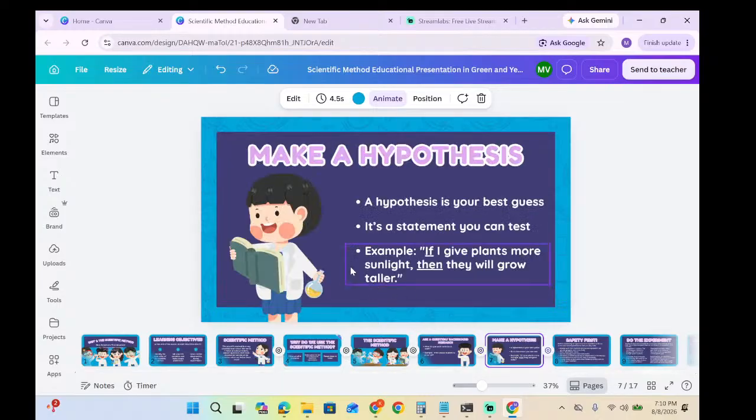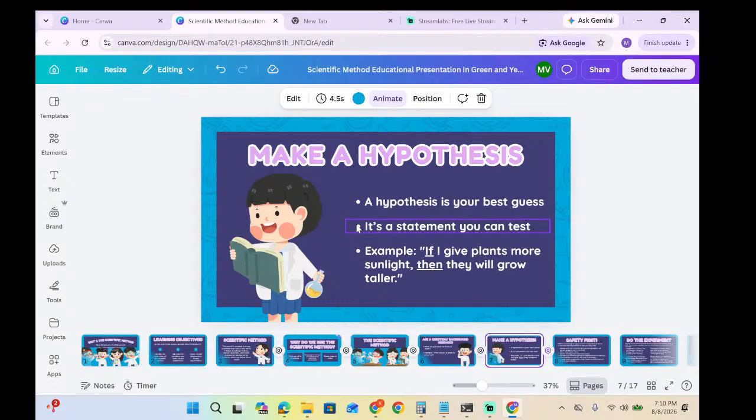So after we create a question about our topic that we want to dive more into, then you have to create a hypothesis. A hypothesis is your best guess. It's like a prediction, an educated prediction. It's a statement you can test. This is what you're actually testing with your experiment.